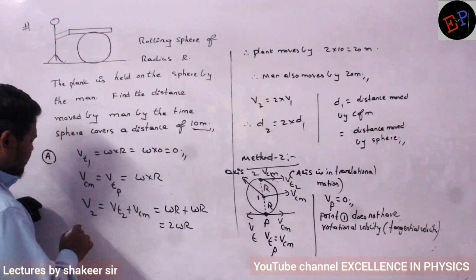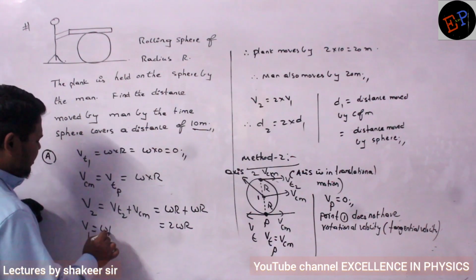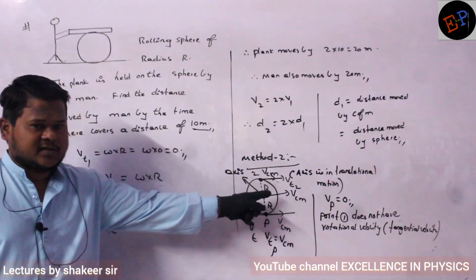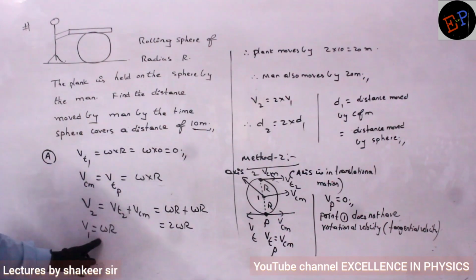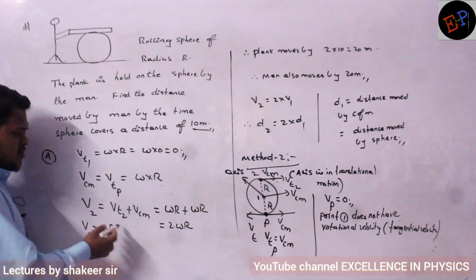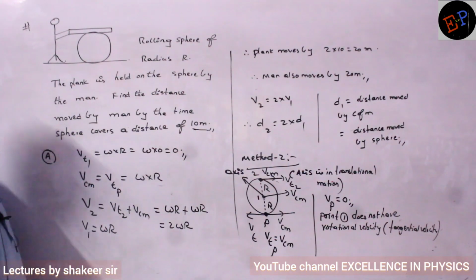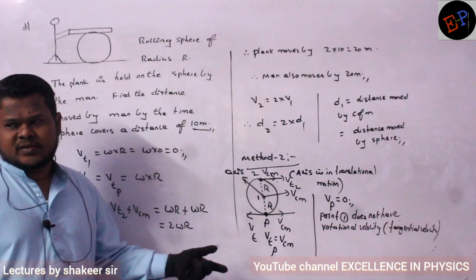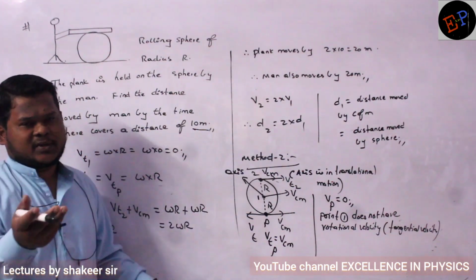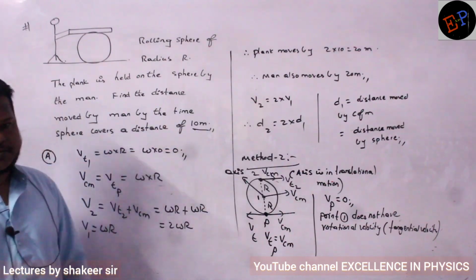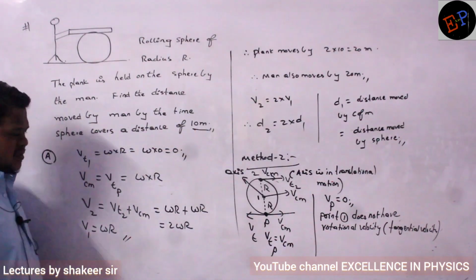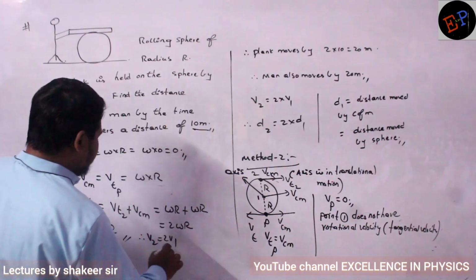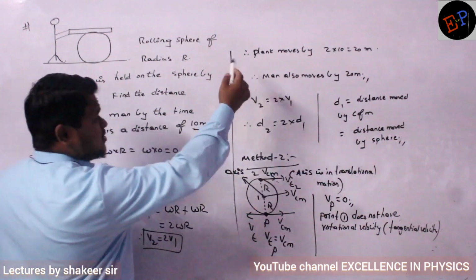I will write here. So V1 is nothing but omega into R. At point number 1, only velocity of center of mass is there, no? And that is equal to omega into R. But point number 2 has how much velocity? 2 omega into R. So definitely when compared to this point it has double speed, so distance moved also will be double. Again same discussion. So like this also I can do. Are you able to understand? That's it. So V2 is equal to 2V1. Now again this total discussion you can write.